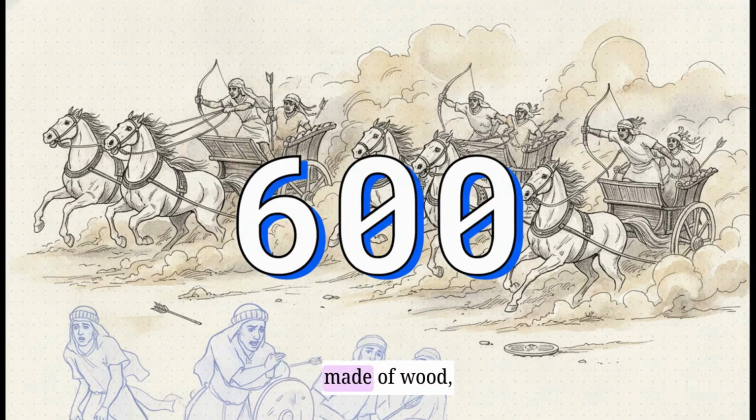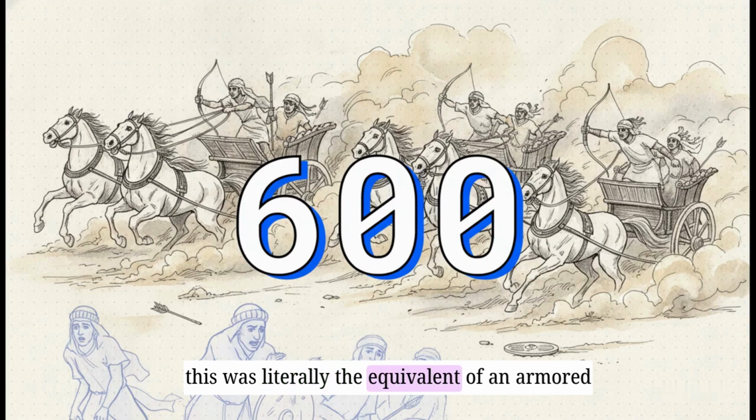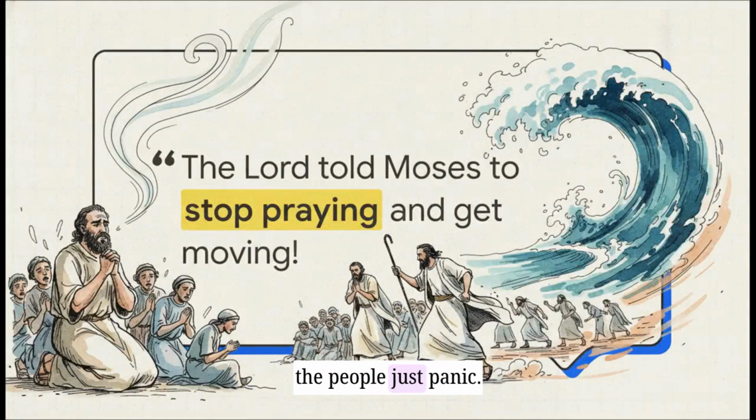We're talking about chariots made of wood or leather, set over two wheels and pulled by incredibly fast horses. Each one carried two men, one driving and one fighting. For the ancient world, this was literally the equivalent of an armored tank division rolling in, and the Israelites were utterly trapped. So naturally, the people just panic.